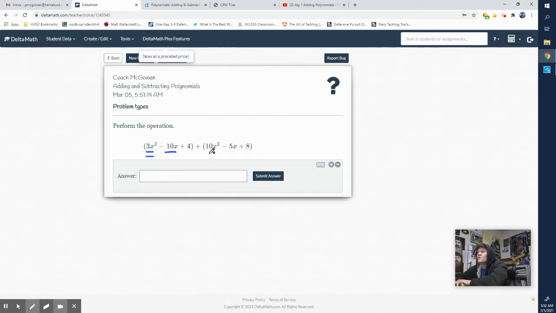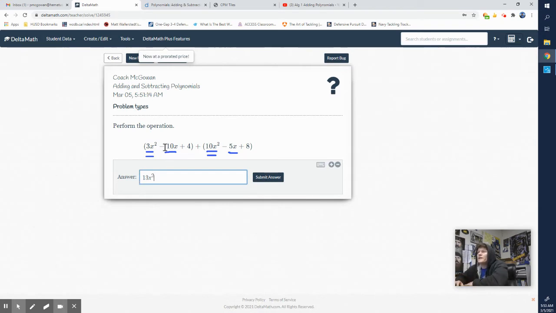Looking through my next polynomial, there's 10x squared, so that's twice. Negative 5x has an x, that's once. Constant is none. So now I can combine the like terms a little bit easier, focusing on the same amount underlined. Here's 2 underlined. There's my other 2 underlined. So I'm going to go 3x squared plus 10x squared, which makes 13x squared.